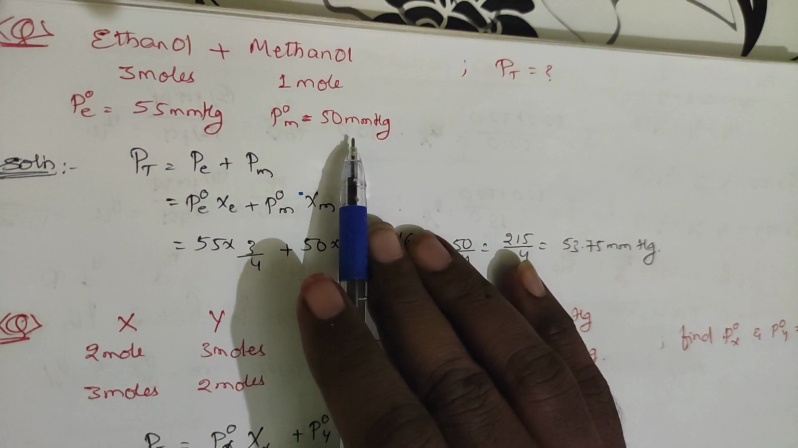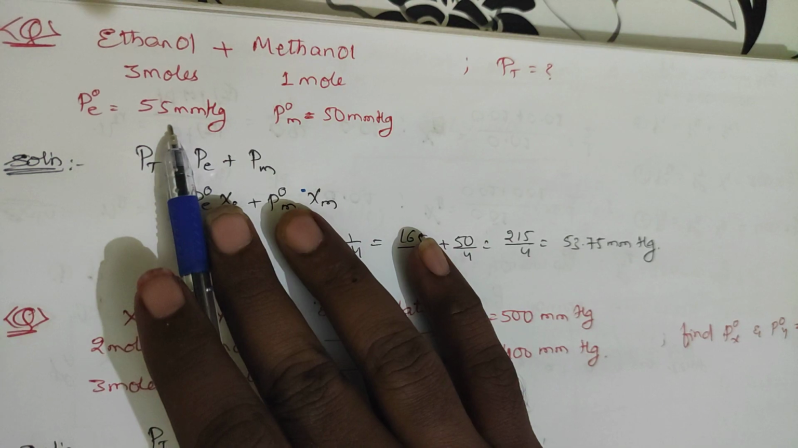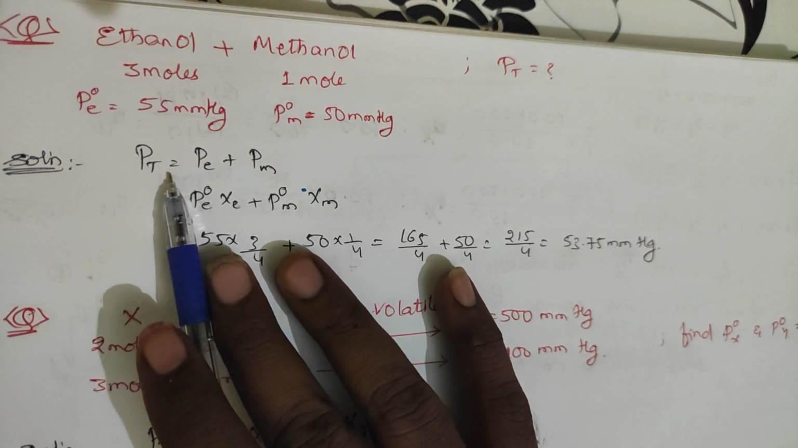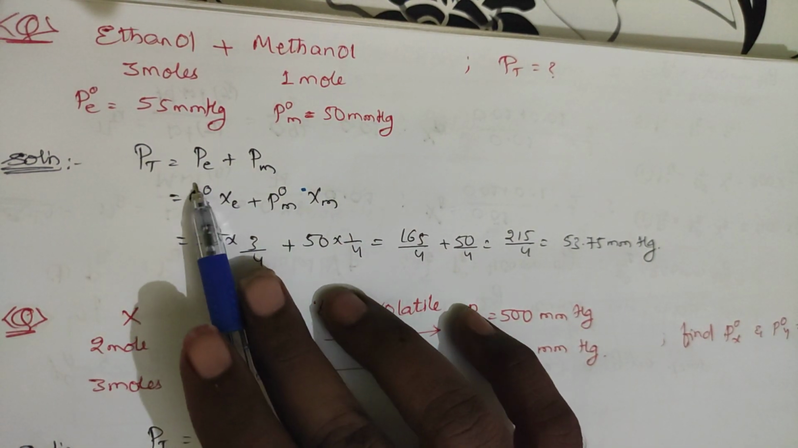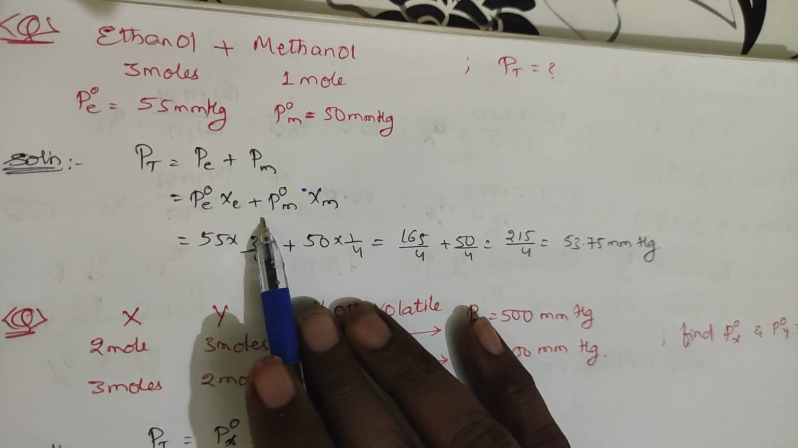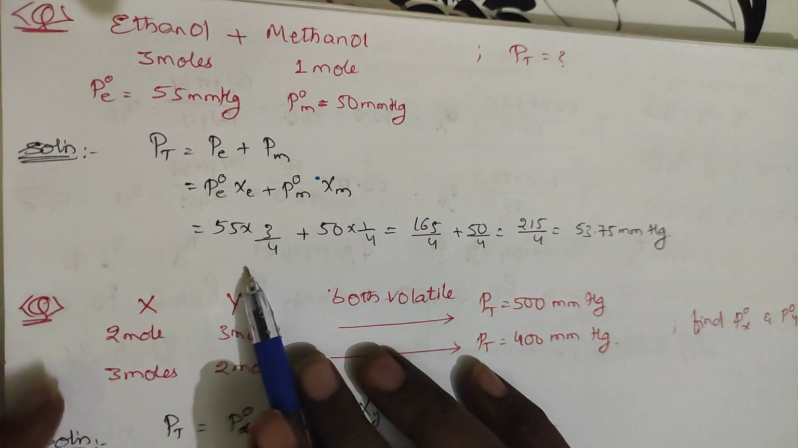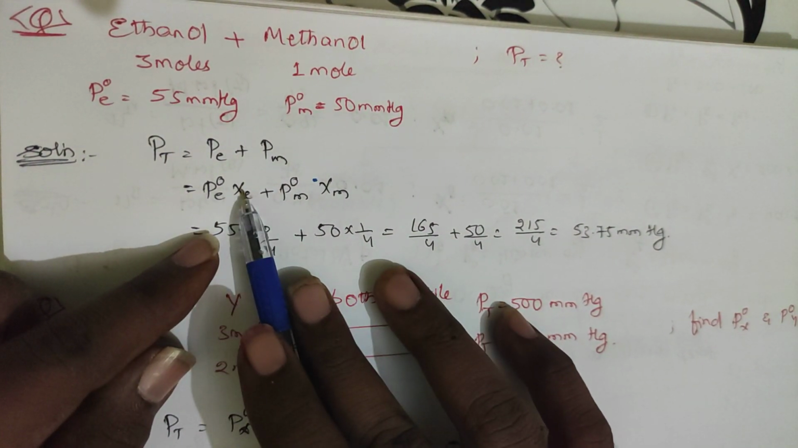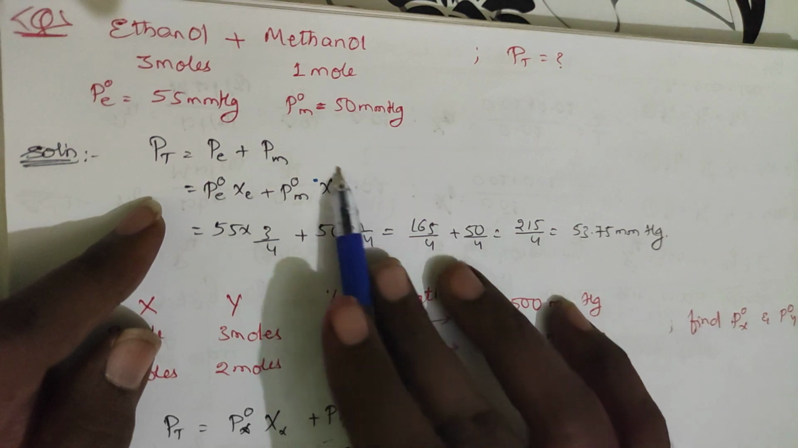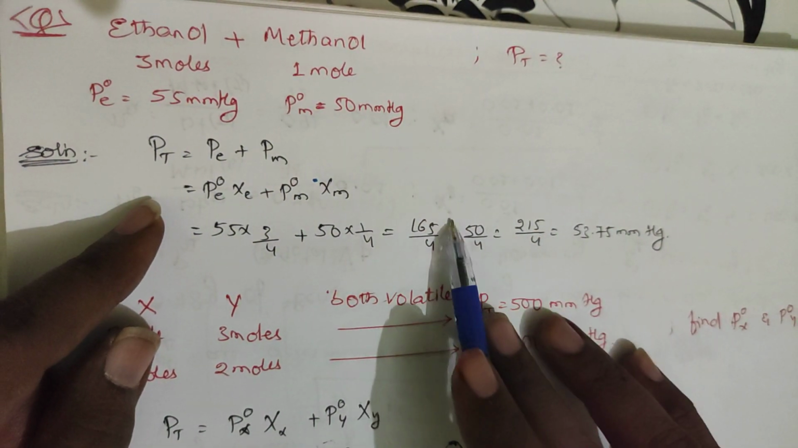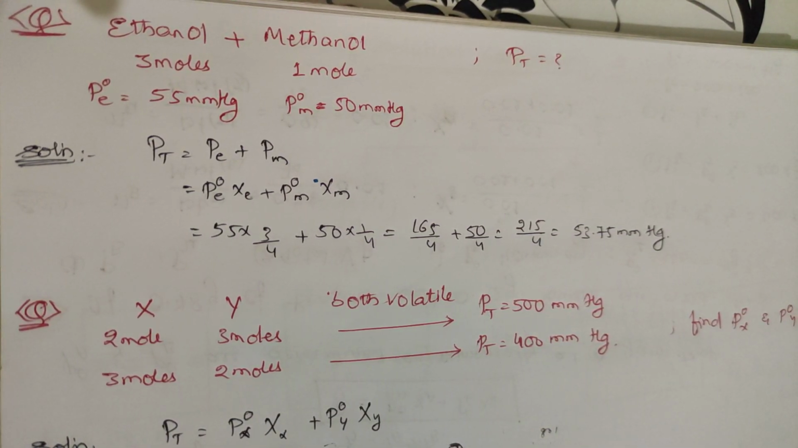Ethanol and methanol are mixed in 3 moles and 1 mole. He is asking the total pressure. Pure ethanol pressure is 55, pure methanol pressure is 50 mm. You know that total pressure is equal to partial pressure of ethanol plus partial pressure of methanol. Partial pressure can be written as pure pressure of ethanol into mole fraction of ethanol plus pure vapor pressure of methanol into mole fraction. Pure ethanol vapor pressure is 55, into mole fraction of ethanol, number of moles of this one by total moles, it is 3 by 4, plus 50 into mole fraction of methanol, 1 by total 4. See, 165 by 4 plus 50 by 4 is equal to 215 by 4, which is equal to 53.75 mm Hg.